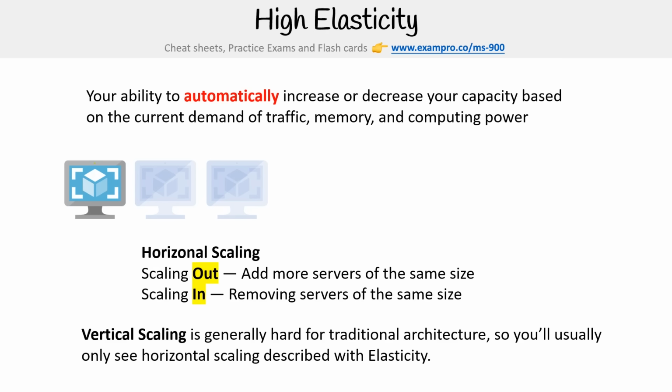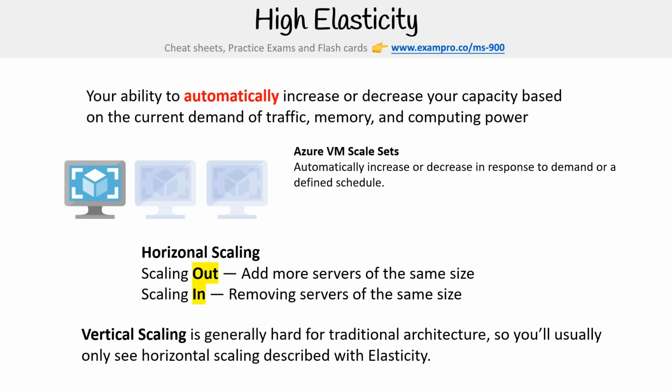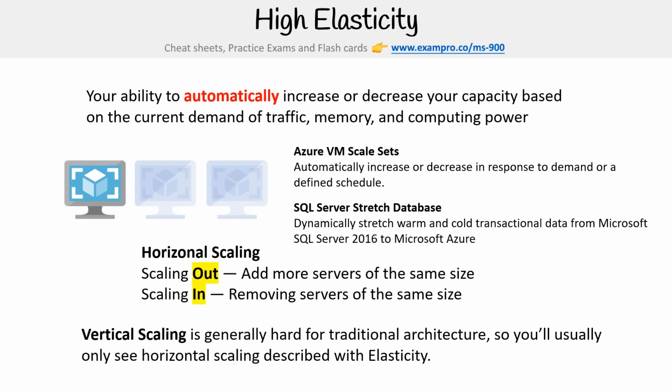Now, how would you accomplish elasticity on Azure? Well, you'd use Azure's VM scale sets. Scale sets automatically increase or decrease in response to demand or based on a defined schedule. And then we have SQL Server Stretch Database. These dynamically stretch warm and cold transactional data from Microsoft SQL Server 2016 to Microsoft Azure. It's not something that we're going to cover, but it's generally the same concept of what scale sets do. So there you go. That's high elasticity.